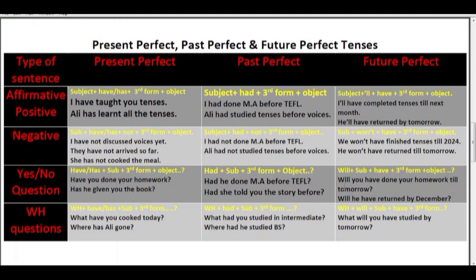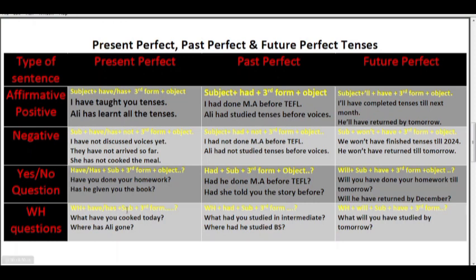In future perfect tense, we bring will to the start of the sentence, then subject, then have, then third form, then object, and finally question mark. For example, will you have done your homework till tomorrow? Yes, I'll have. No, I'll not have. Will he have returned by December? Yes, he'll have.